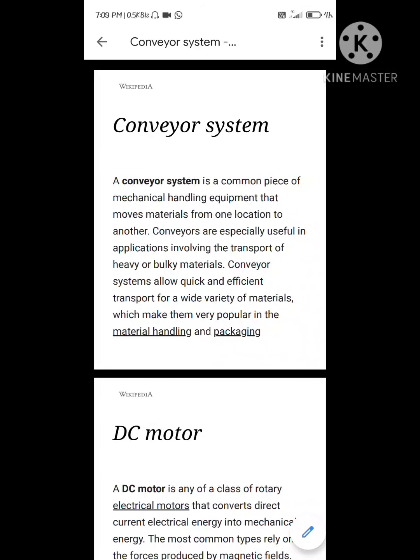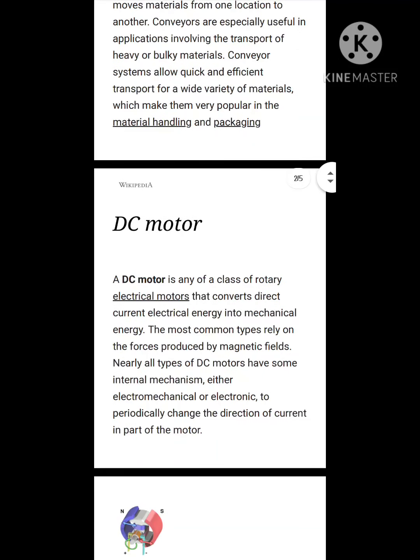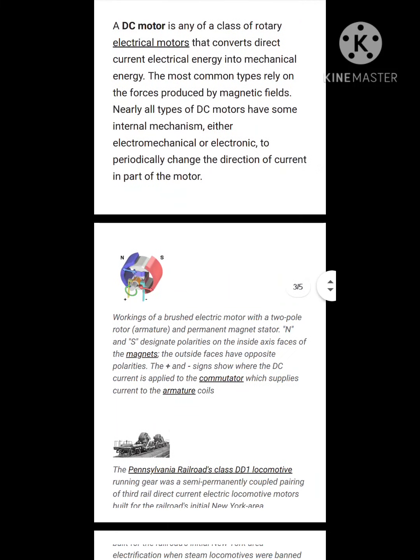material handling and packaging. And then we are going to see about the DC motor. A DC motor is any of a class of rotary electrical motors that convert direct current electrical energy into mechanical energy. The most common types rely on the forces produced by magnetic fields nearby. All types of DC motors have some internal mechanism, either electromechanical or electronic, to periodically change the direction of current in part of the motor.